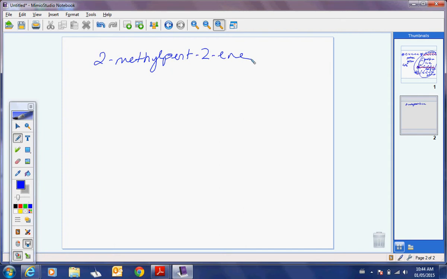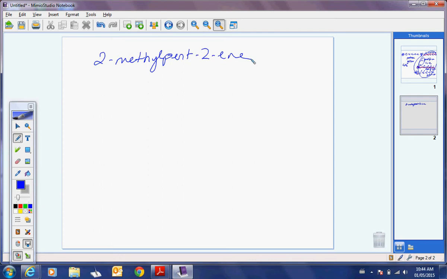It's not on our sheet. No, find a spot in the corner. Pent-2-ene. Find a spot in the corner. Just write on that. Yep, fine. Don't care. Let's do it. Hurry.